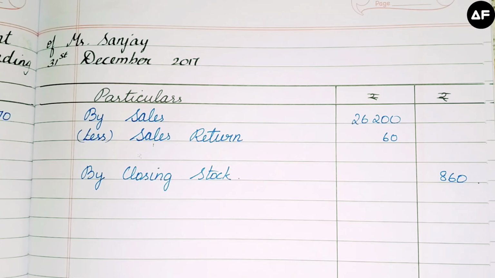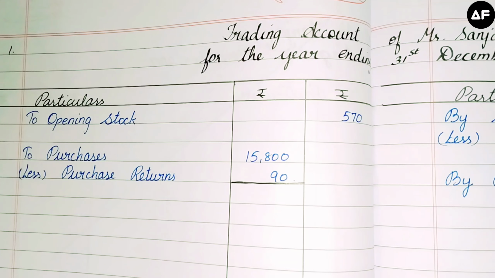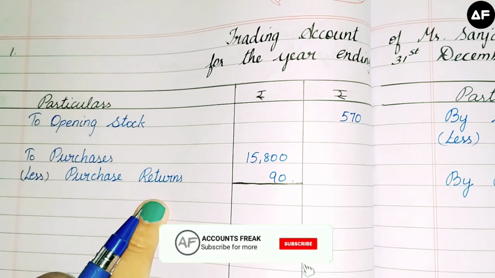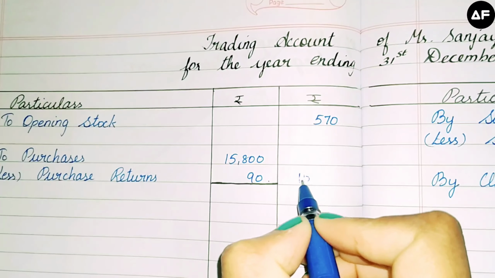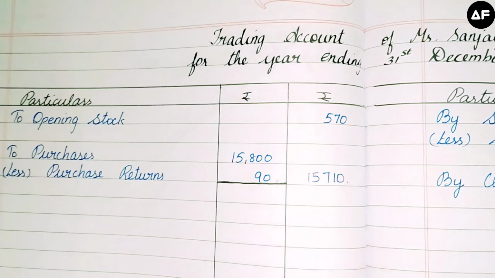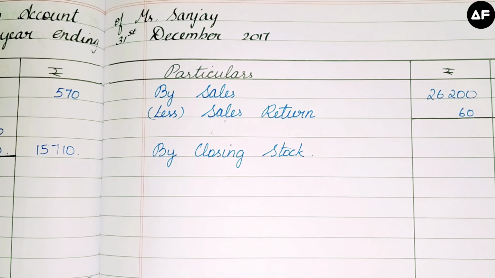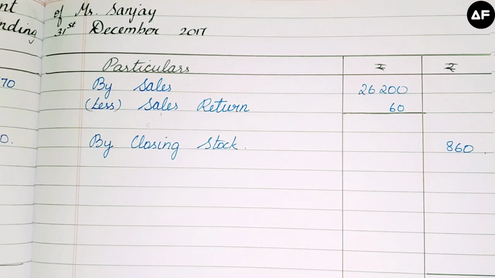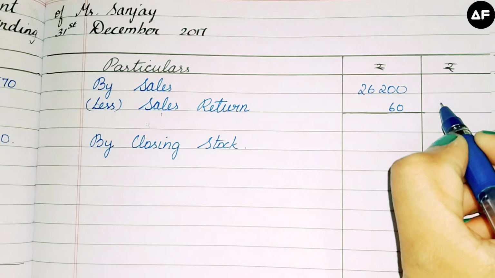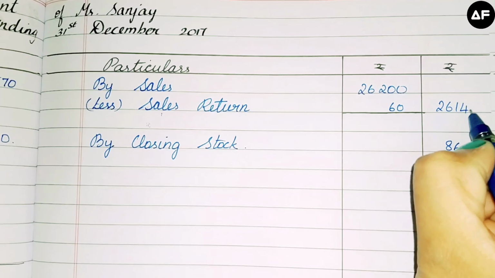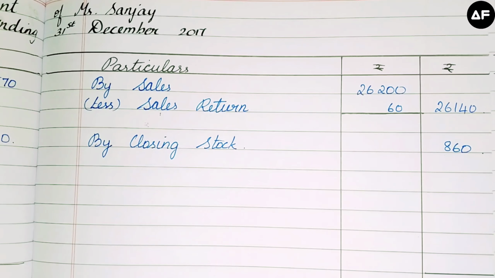Now we are going to do our calculation part. Starting with the debit side, we have purchases less purchase return, that is 15,800 minus 90, which gives us 15,710 rupees. On the credit side, we have sales minus sales return, which has to be subtracted. So when we subtract 60 from 26,200, we get 26,140.